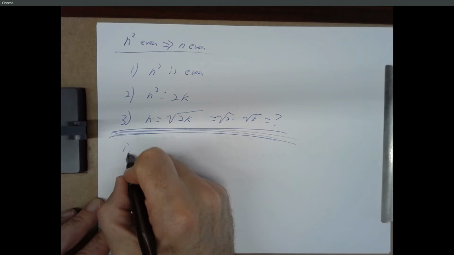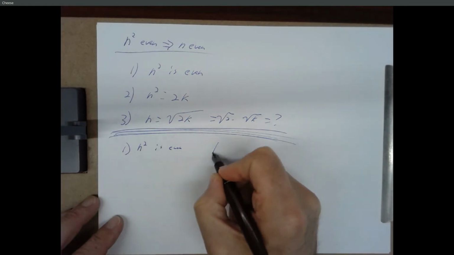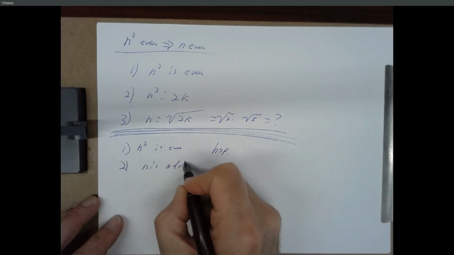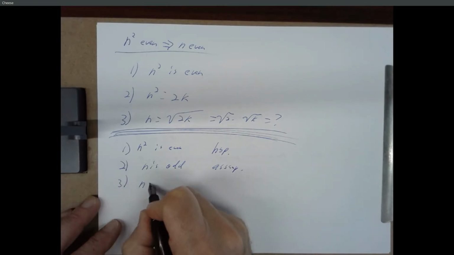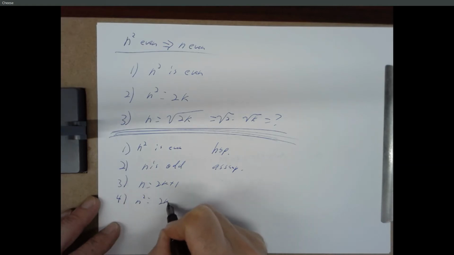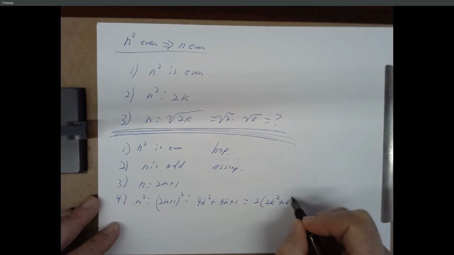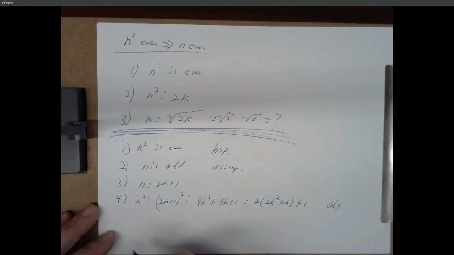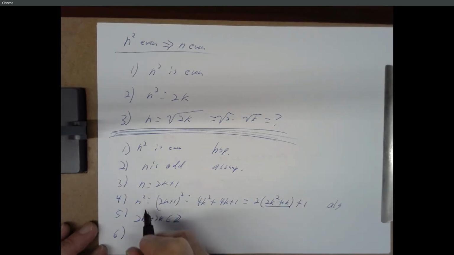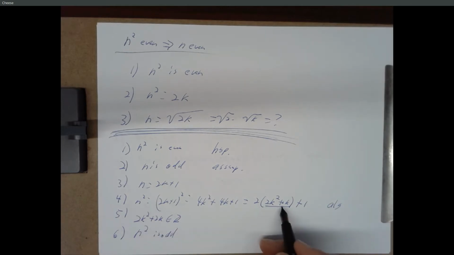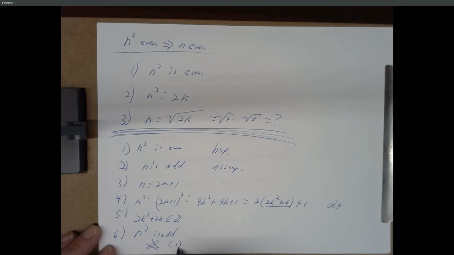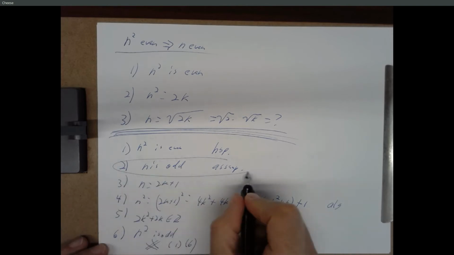But if we say, suppose n squared is even, that's the hypothesis. And suppose n is odd, that's an assumption. n is 2k plus 1. n squared is (2k plus 1) squared, which is 4k squared plus 4k plus 1, which is 2 times (2k squared plus 2k) plus 1. That's all algebra. And this thing in the parentheses is an integer. And so n squared is 2 times an integer plus 1, which means n squared is odd, because that's the definition of odd. It can be written as twice an integer plus 1, and that's a contradiction between 1 and 6. And so we can come all the way back and say, therefore, this assumption was wrong, and so n is even.